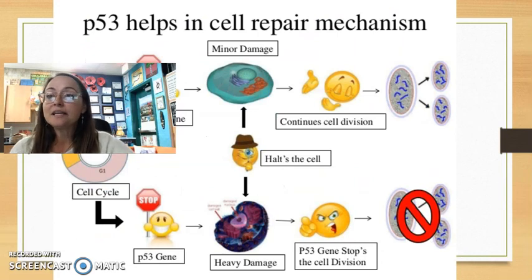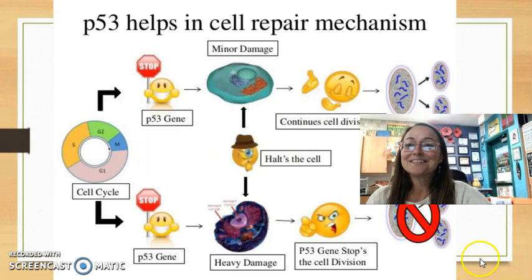So p53 helps in cell repair. I don't know where to put this, sorry. Shoot. And so if there's minor DNA damage, well then the p53 stops the cell just long enough in order to repair. And if it's heavy damage, well then that can stop the cell from dividing altogether. And that's just a quick summary on p53.